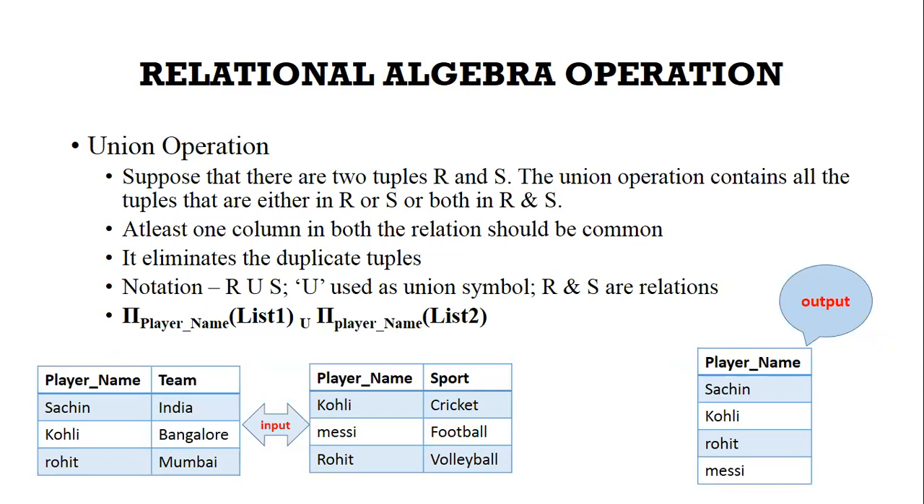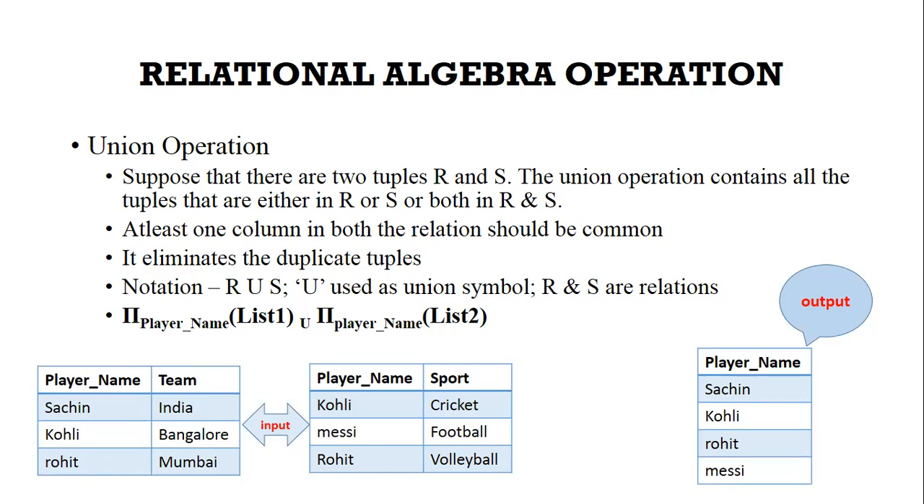The next one is the union operation. Suppose there are two relations R and S. The union operation contains all the tuples that are either in R or S or both in R and S. That is the meaning. At least one column in both relations should be common. It eliminates duplicate tuples. The notation for union operation is R union S. The symbol U is used as the union symbol here, and R and S are relations.